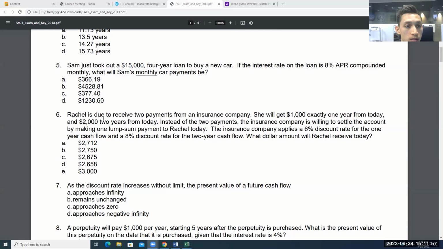It says, Sam just took out a $15,000 4-year loan to buy a new car. If the interest rate on the loan is 8% APR compounded monthly, that's very important for us to notice again, compounded monthly. What will Sam's monthly car payments be? So here it's actually asking us for the payment. We need to find the payment. So we're going to use the payment formula, but let's go ahead and plug our numbers in.